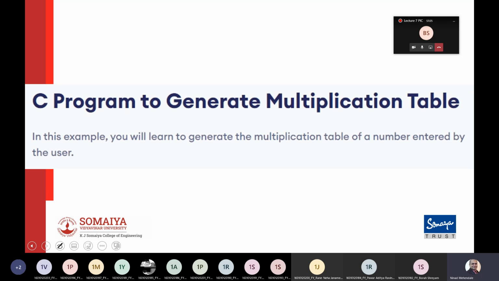Next is a program to generate a multiplication table, and this is what we are going to do now. I will stop recording. If the user asks for the multiplication table for 5, then you should get 5 into 1, 5 into 2, 5 into 3 automatically, and then you can start writing this code. I will stop recording, and if you have any doubts, you can ask.